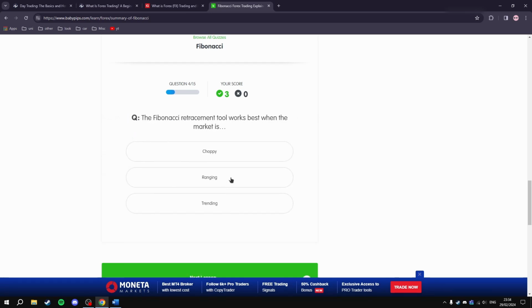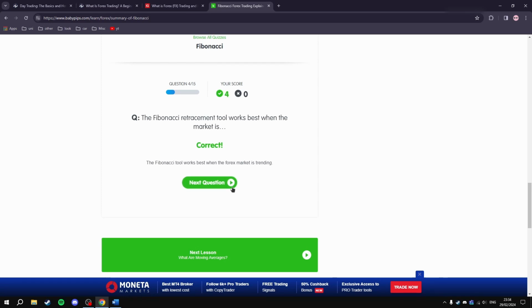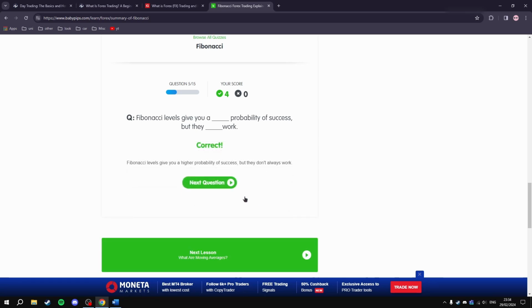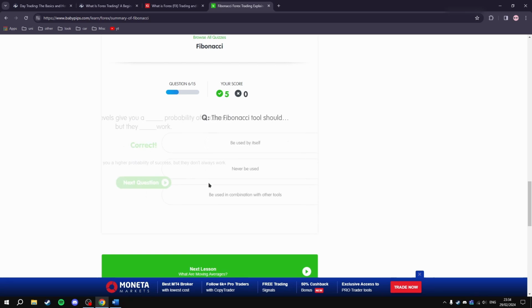The Fibonacci retracement tool works best when the market is trending. Correct. Fibonacci levels give you a high probability of success, but they don't always work. Correct.